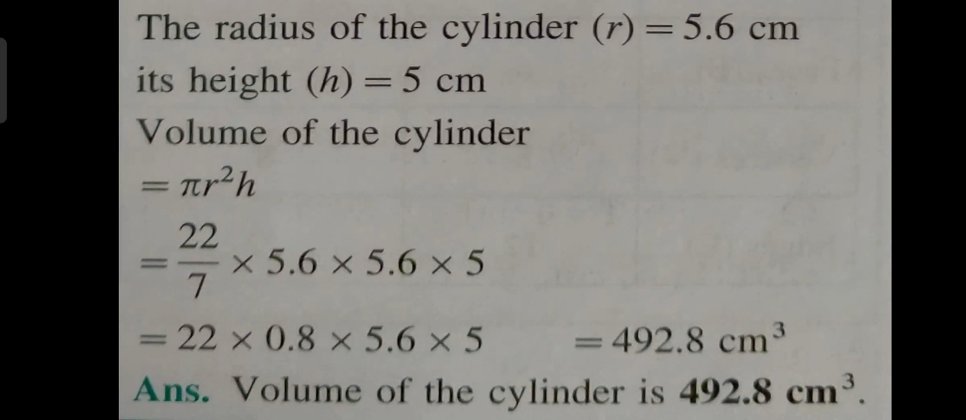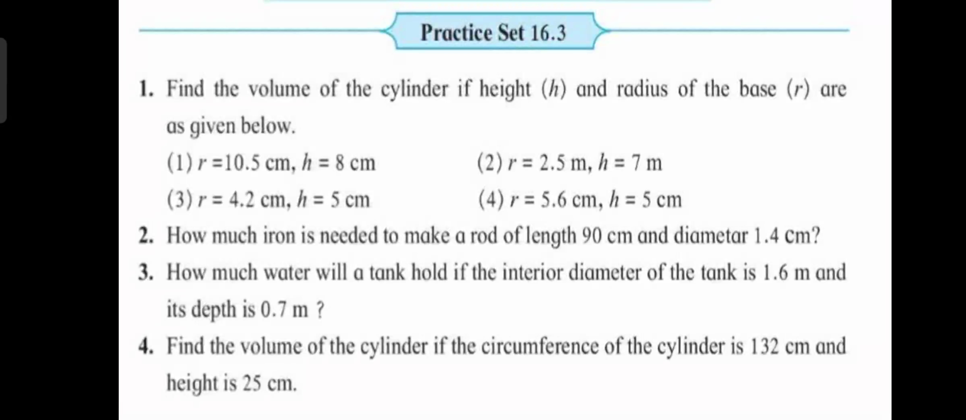Now we'll see the next part, the problem set. Second one: How much iron is needed to make a rod of length 90 centimeters and diameter 1.4 centimeter? So here we need to find how much iron has been required to make a rod. What are we measuring? We are measuring the volume of the rod. So the answer goes in such a way.